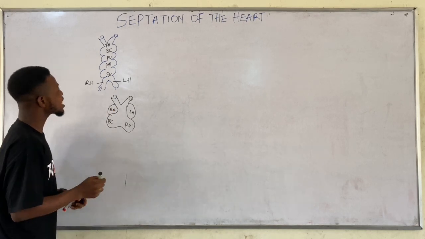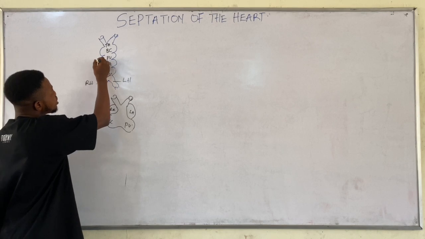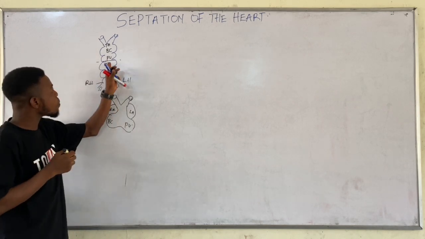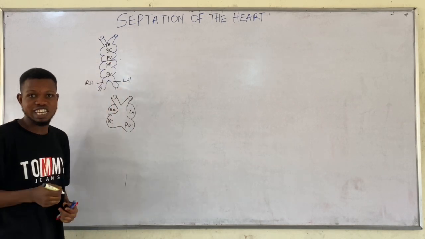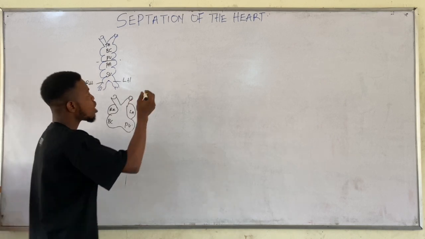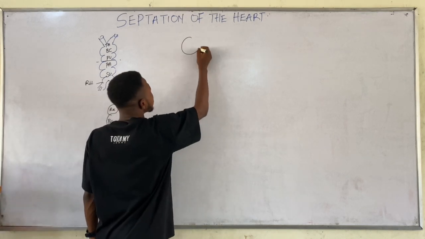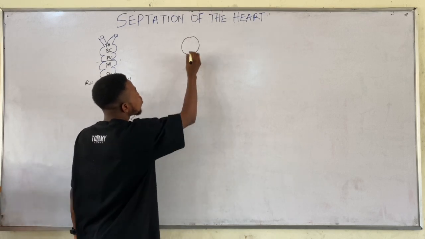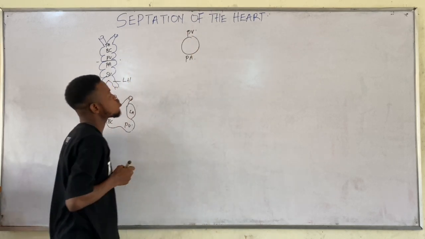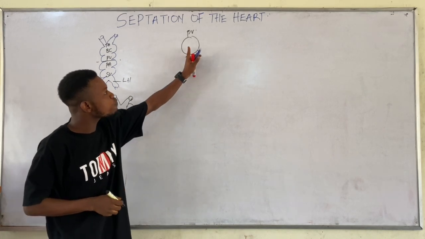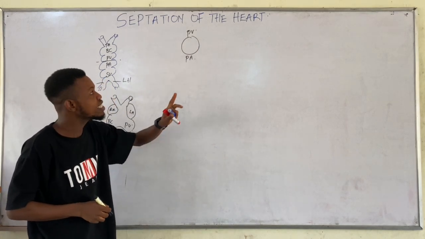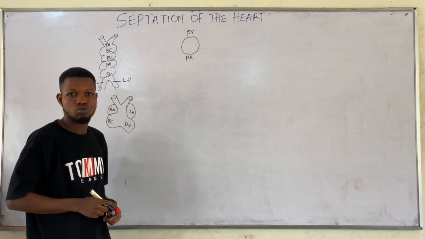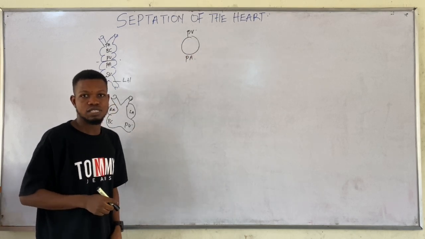Now, let's take a transverse section of this part here, which is the atrium and ventricle. Let's take a transverse section, a cross-sectional view. Now, it's going to be like this. So this place here is the primitive atrium, while here is the primitive ventricle. Now, we want to form septa between the atrium and the ventricle. That's what we want to look at first.